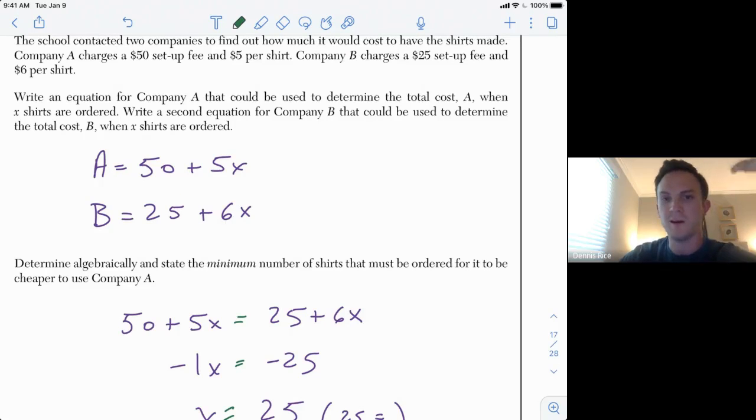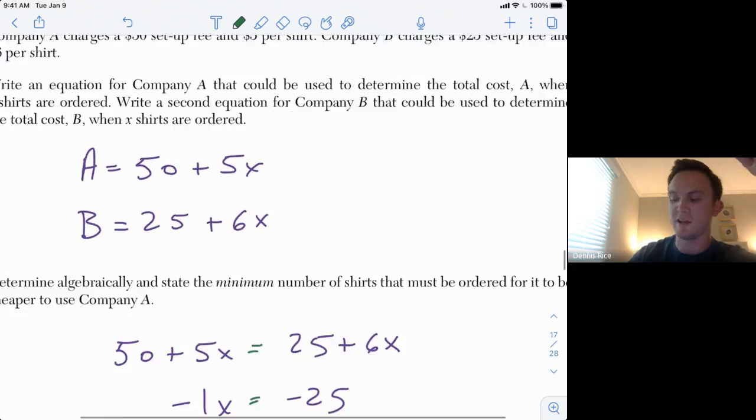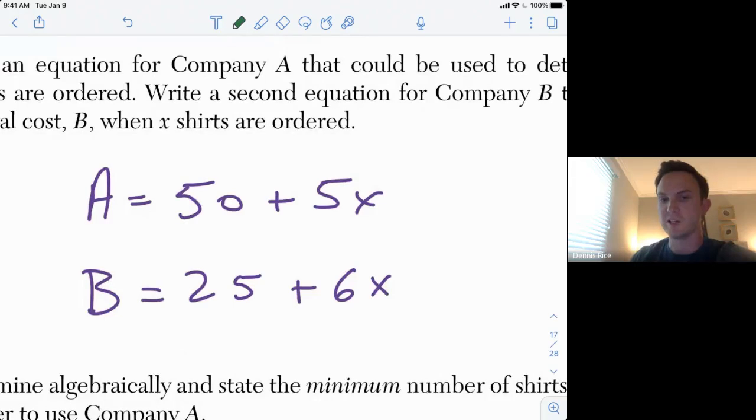$50, $5 a shirt, $25, $6 a shirt. Pretty easy. Now it says, when will company A be cheaper? So a good strategy might be to figure out when they'll be the exact same, and then just add 1 to that. Because obviously here, company A has a bigger initial expense, but it is cheaper for every shirt. So once they're the same amount, it logically follows that company A is going to lead from there, right?